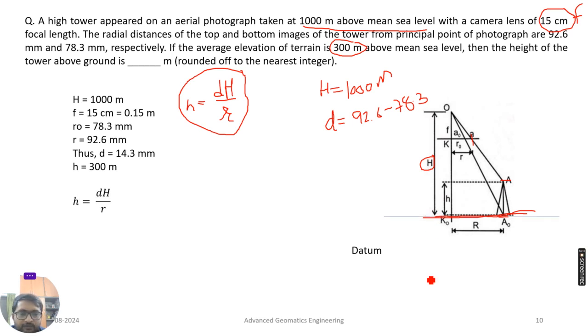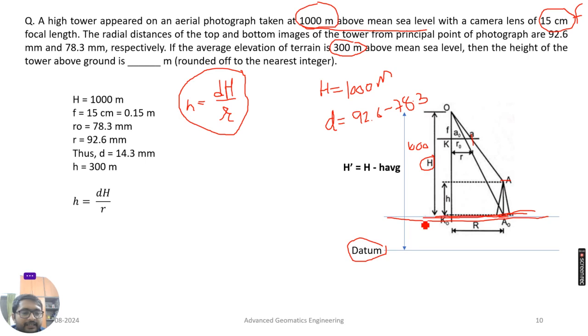Okay, so here this line which you can see is our normal terrain, and the value which is given to us, which is 1000 meter, is above mean sea level, which is our datum. So this is given to us as 1000, but what we need is capital H, which is from the datum to the top of the aircraft minus your terrain elevation, which is the value between the datum and your terrain, given as 300 meter above mean sea level.